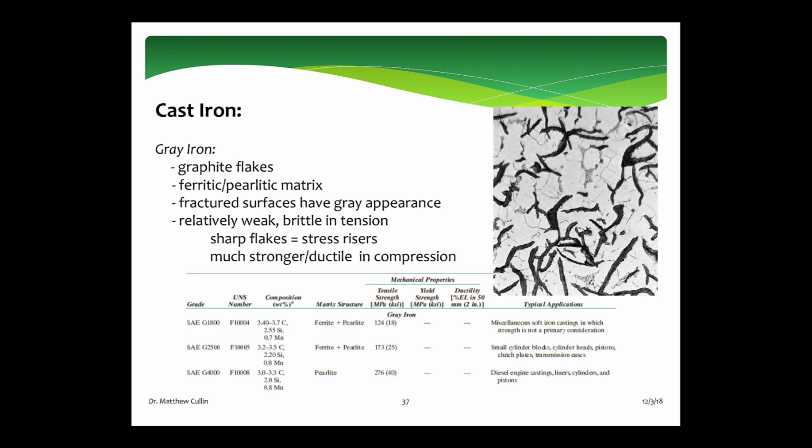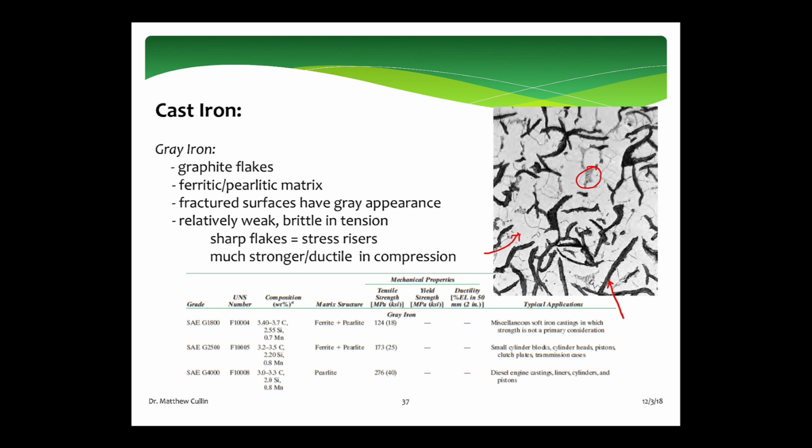Gray iron. In gray iron, the microstructure consists of ferrite, which is the white stuff here, and pearlite, which is hanging out in there, and it'll be a mix. Sometimes you'll have a more pearlitic microstructure, sometimes a more ferritic microstructure, and then all these dark things are graphite flakes. Generally, when we're classifying cast irons, we're really paying attention to what form the graphite takes.